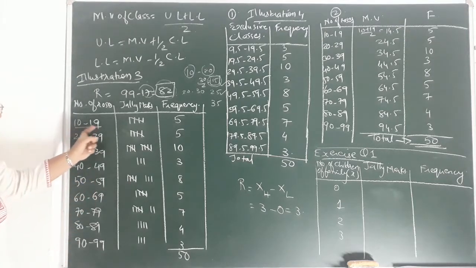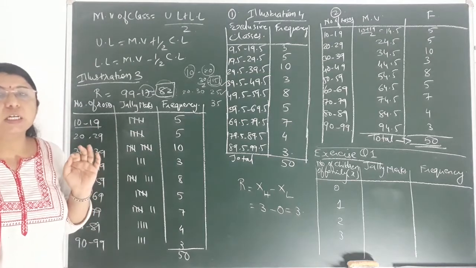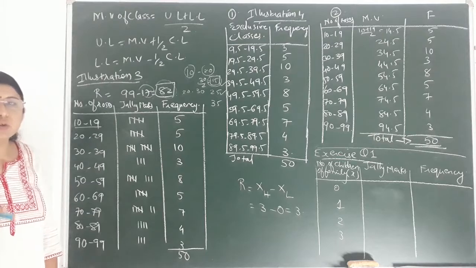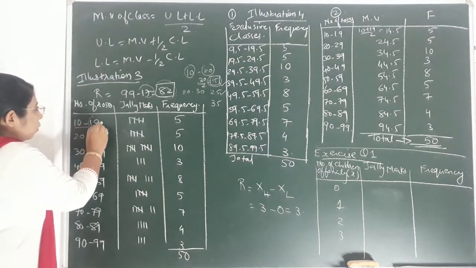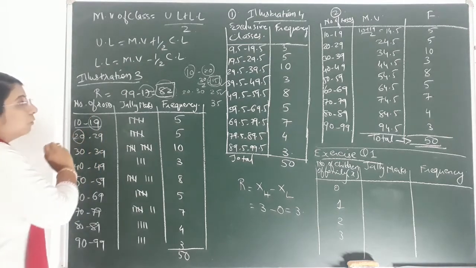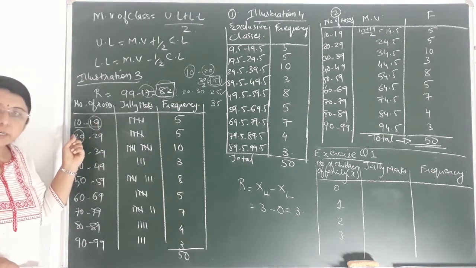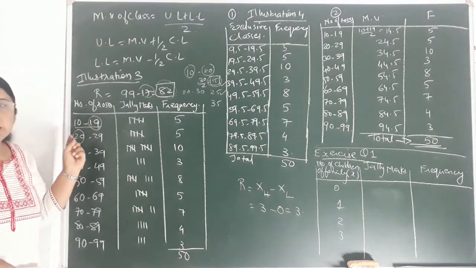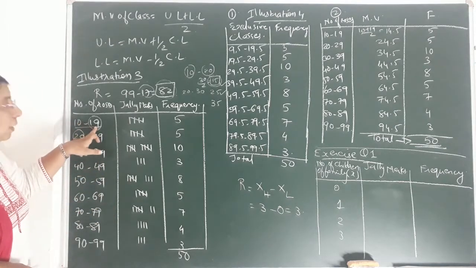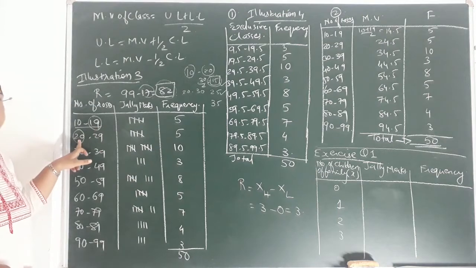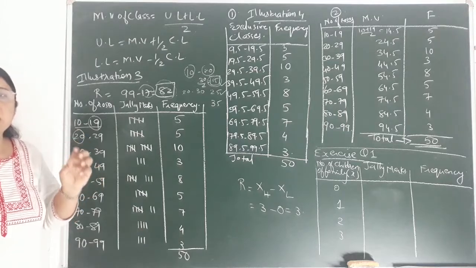Now you can see from the data that the classes are 10 to 19, 20 to 29. So which type of distribution is it? It is inclusive frequency distribution. I am revising the topic again because it is important. Inclusive and exclusive: if the upper limit of a class and the lower limit of its succeeding class are not equal, it is called inclusive frequency distribution. But if the upper limit of a class and the lower limit of its subsequent class are equal, then it is called exclusive frequency distribution.